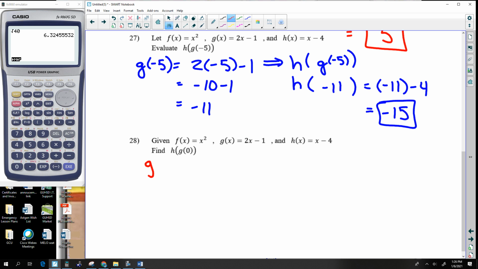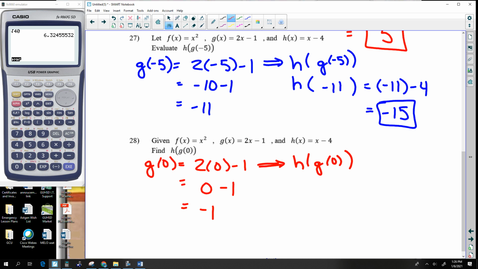Okay, the innermost piece is g of 0. So that is going to be 2x minus 1. So 2 times 0 is 0. Minus 1 is negative 1. This ultimate question is asking, what is h of g of 0? G of 0, I just got done saying, is -1. So this is asking, what is h of -1, which is x minus 4. So this is -1 minus 4, which is -5.